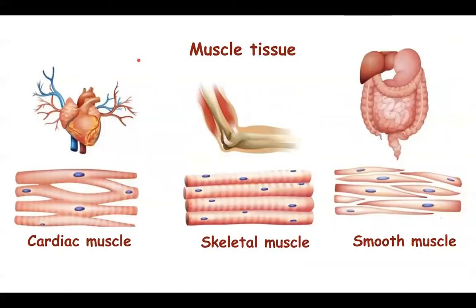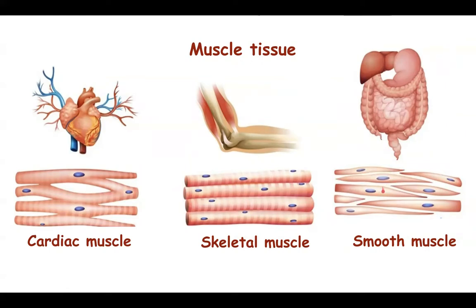The next tissue which we will be studying is called as the muscle tissue. It is of three types: the smooth muscles, the skeletal muscles, and the cardiac muscles. The smooth muscles, as the name indicates, have got a smooth texture. These muscles are spindle shaped with tapering edges. They are not under the control of an individual.